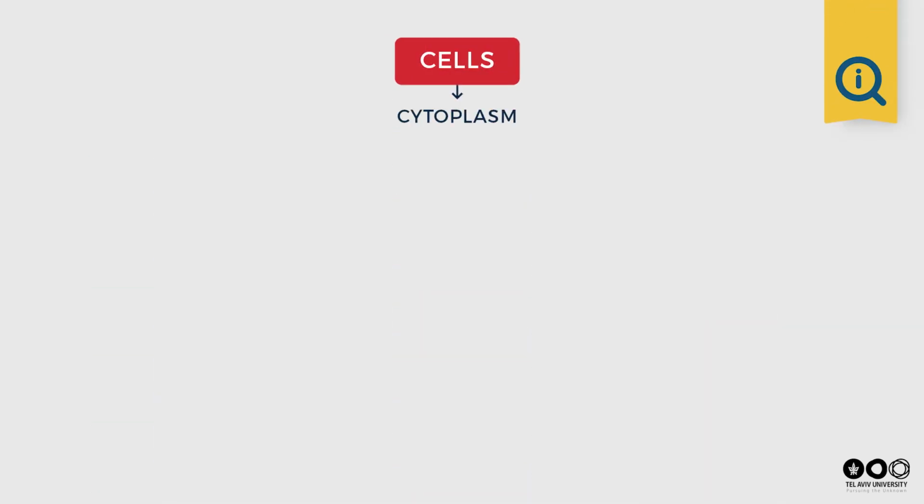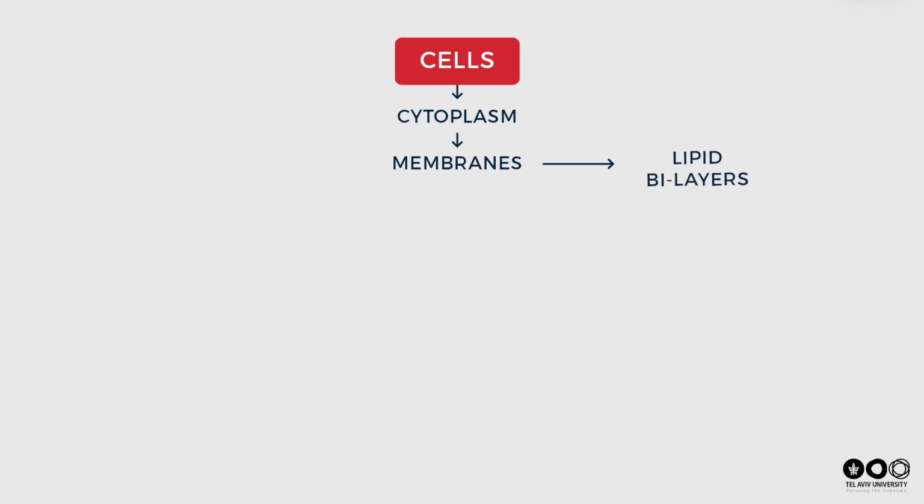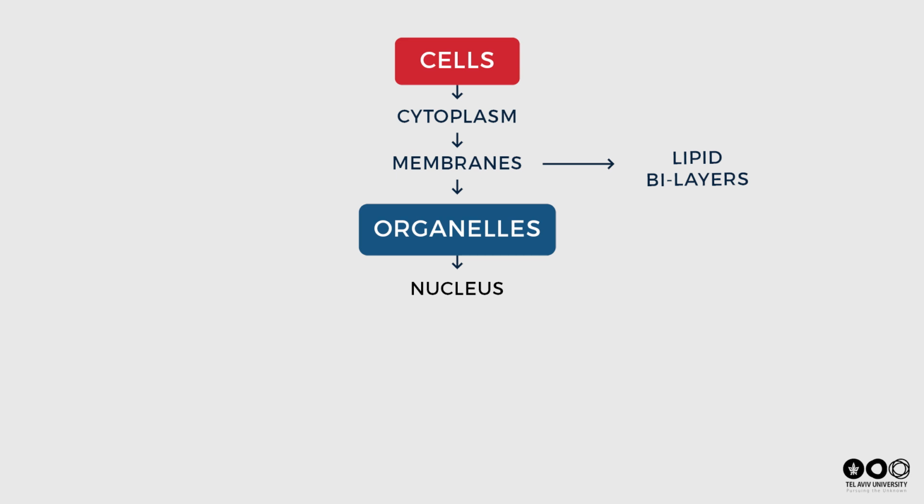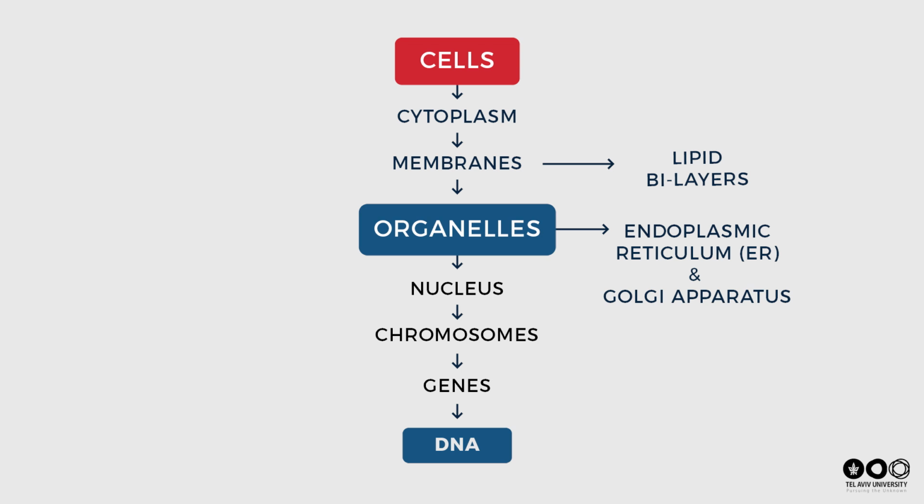Cells contain cytoplasm, and the cytoplasm is surrounded by membranes. Membranes are made of lipid bilayers. Membranes can also form subcellular structures called organelles. The central organelle is the nucleus, and the nucleus contains chromosomes, and chromosomes contain genes, and genes are made of DNA. Within the cytoplasm, there are other organelles, such as the endoplasmic reticulum and the Golgi apparatus, which function in the production and the transport of proteins.